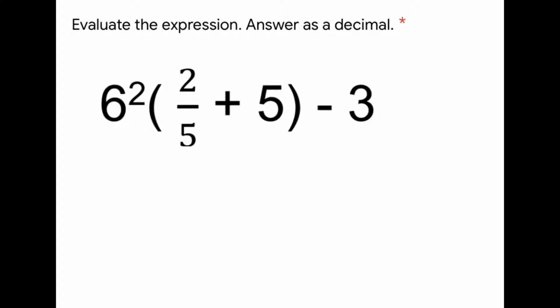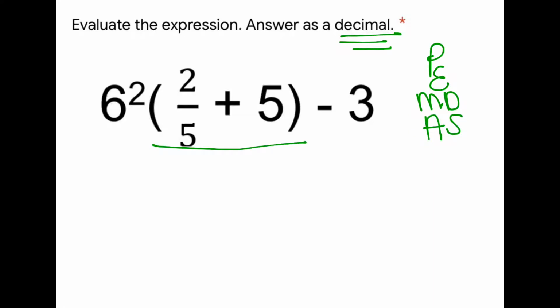Evaluate the expression. Answer as a decimal. This is a good clue here. So we need to follow PEMDAS. That means we do our parentheses first. Then we do our exponents. Multiply, divide, add, subtract. Our parenthesis here is 2/5 plus 5 over 1.